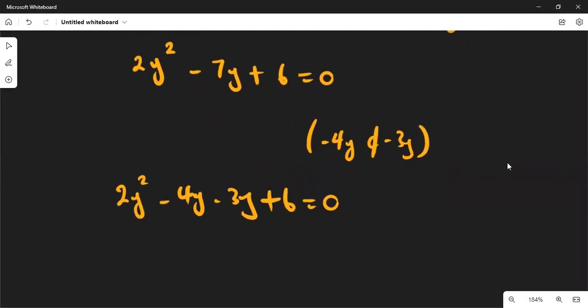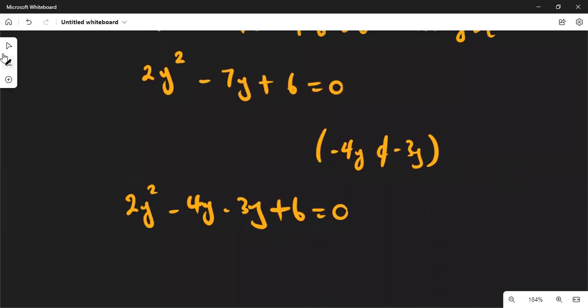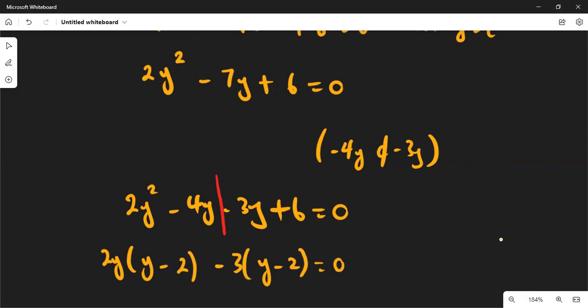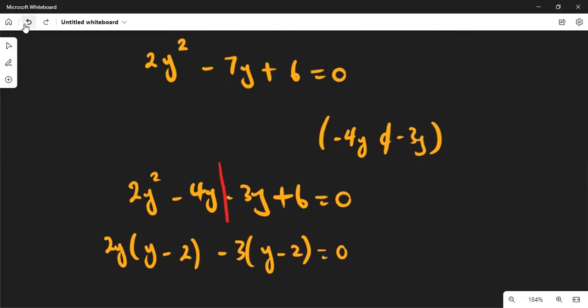But at the end from this part, what are you going to have? Just group your terms into two. Here we can factor out the common term, which is 2y, so we're left with y minus 2 inside the bracket. Then minus 3, which is common between the last two terms, leaves y minus 2, and everything is equal to 0, just like that. So now taking this part, I want us to see something here.